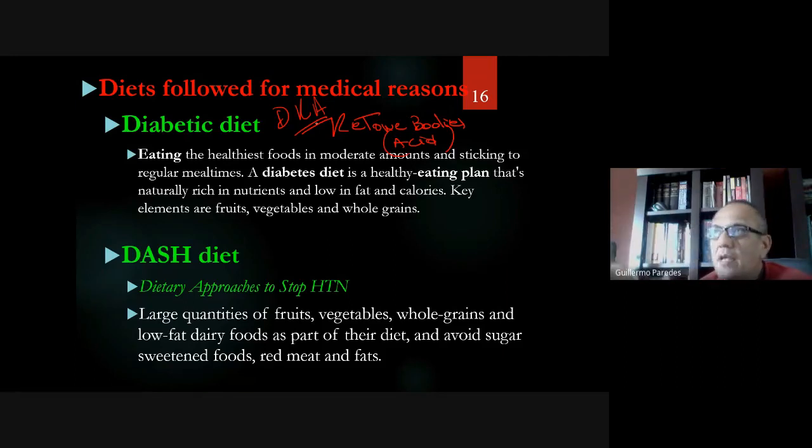Regarding hypertension, we have normal blood pressure, which is 120 over 80. Then pre-hypertension, which does not need treatment. For pre-hypertension, basically you're doing diet and exercise, in order to not have pre-hypertension. What is pre-hypertension? It is 121 to 139 systolic, and the diastolic will be 81 to 89. So that is pre-hypertension.